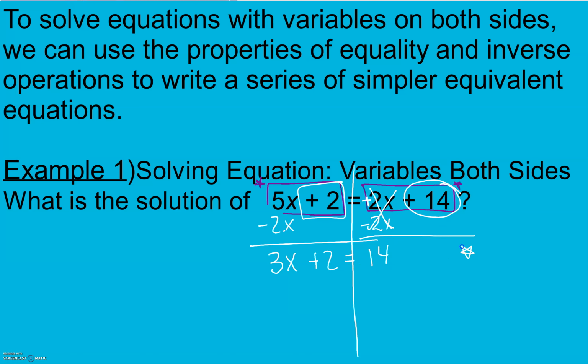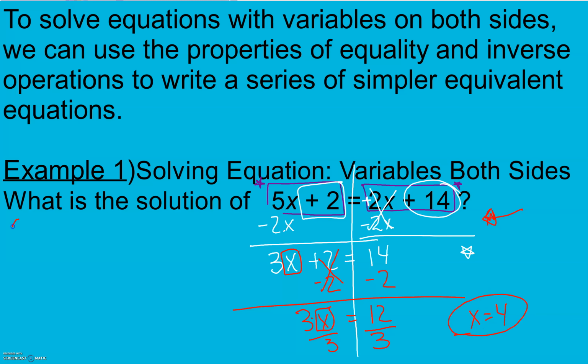And now, once we get to here, it's the same as we've been doing since section 2.2. To get x by itself, first I'm going to subtract to get rid of my addition, and whatever I do to one side, I've got to do to both. Just like up here, whatever I did to one side, I did to both. My variable is being multiplied by 3. I get rid of multiplication by dividing, and I get x equals 4.